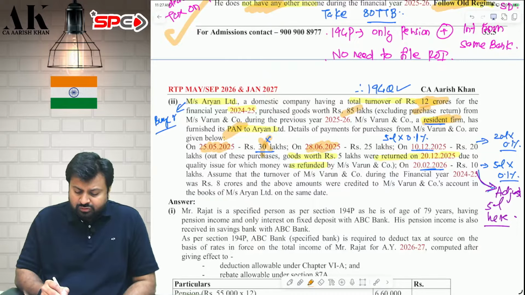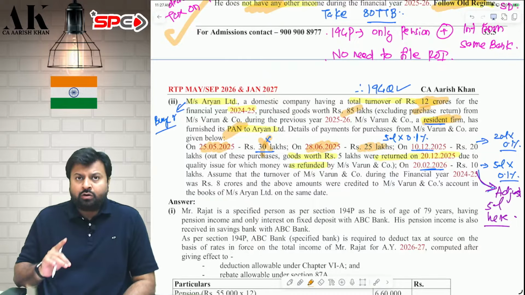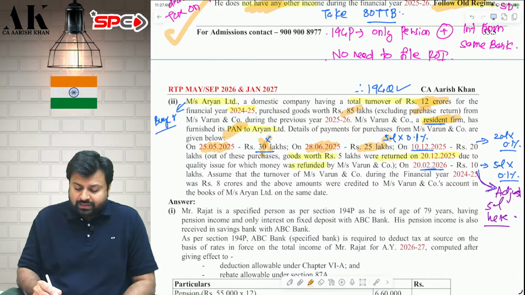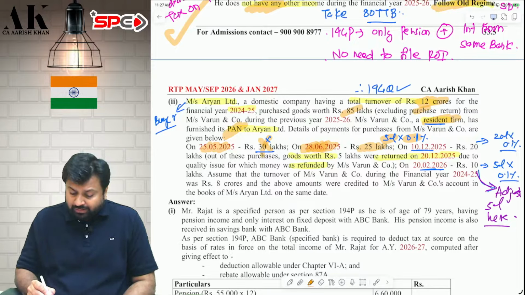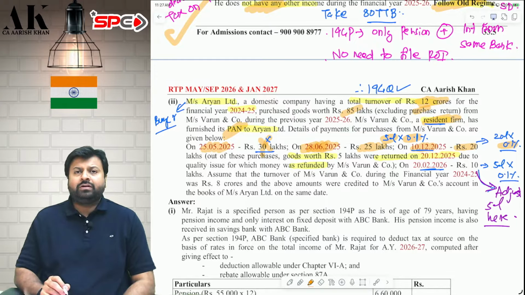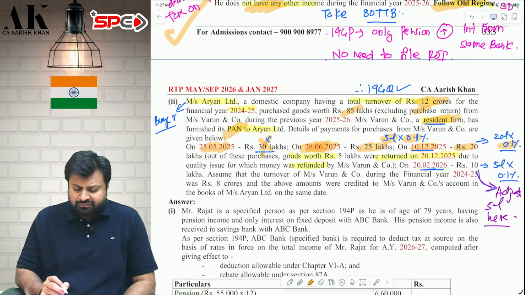Then on 28th of June, we are purchasing another 25 lakhs. So now 5 lakh is exceeding 50 lakhs. Therefore, on 5 lakhs, 0.1% TDS will be deducted on 28th of June. I hope it is clear to all of you. Third one, on 10th of December, 20 lakh, and again we are purchasing. So again, we will deduct 0.1% TDS on 20 lakh. I hope it is clear to all of you.